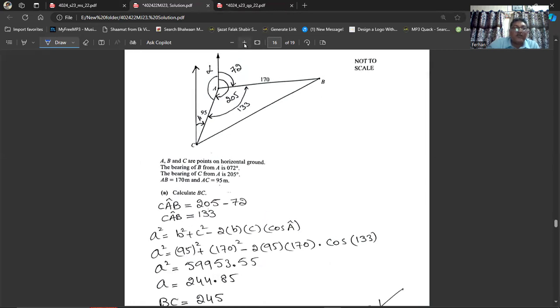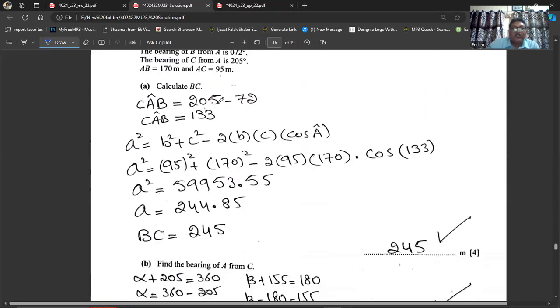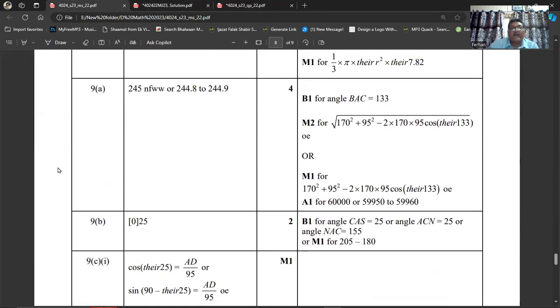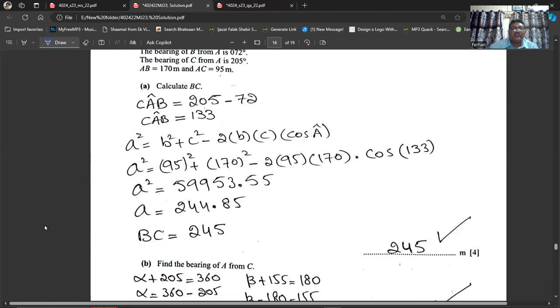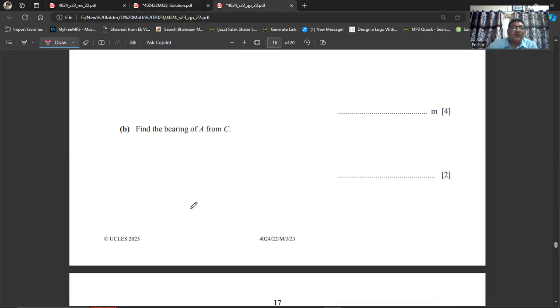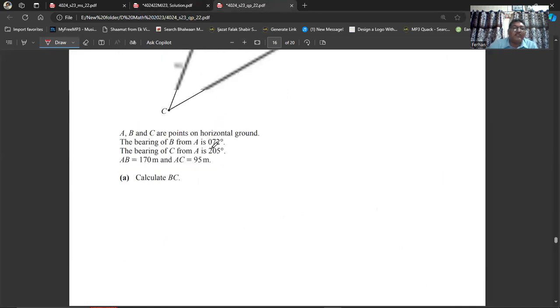BC is 245 meter. 245 is the right answer, sir. This is how this is done. Hopefully you understand. Now question number 9 and its B part. Their question is find the bearing of the A from the C.